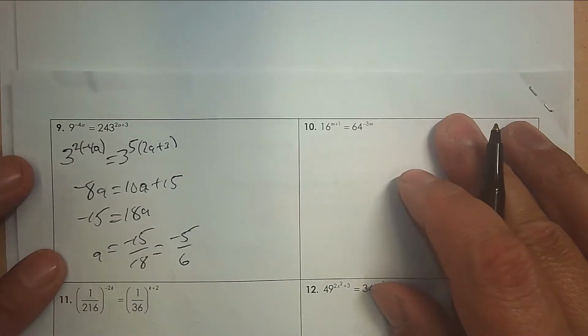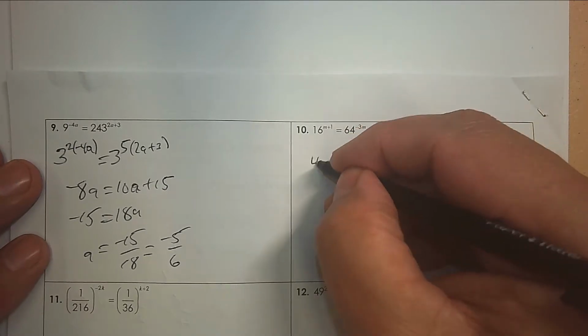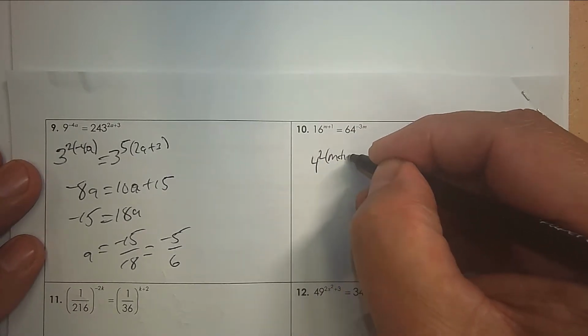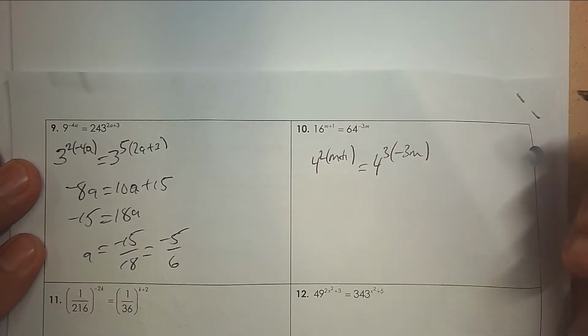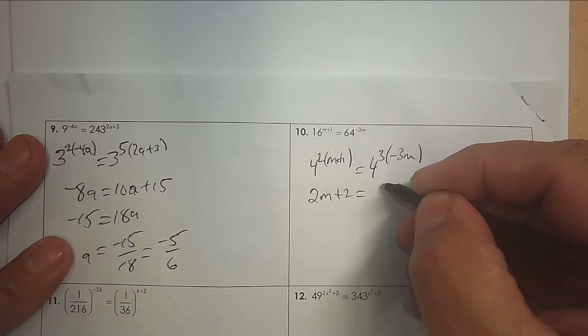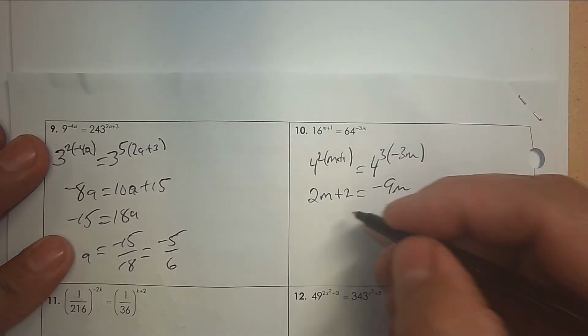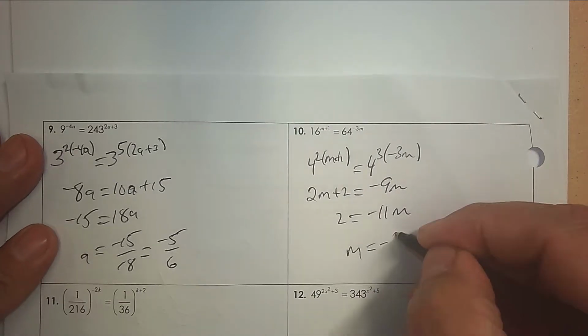Number 10, get the bases to be the same. 16 can be written as 4 squared. 64 can be 4 cubed. And then once the bases are the same, now the exponents. Combine like terms, so I'm going to actually subtract 2m and then divide. So it's negative 2 over 11.